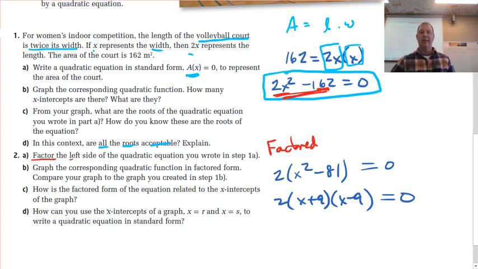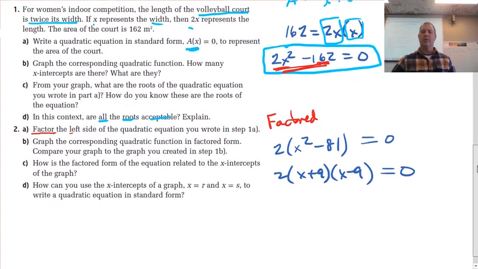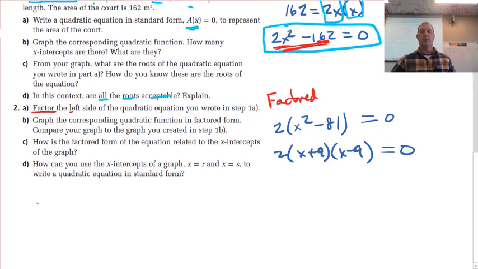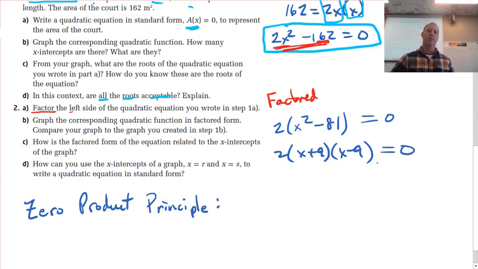So watch this. There's something called the zero product principle. Zero product, and I don't think you guys have heard this before. Maybe you have, I'm not sure. But the zero product principle. Okay, so what is that? I'll type this out so it's a little bit easier to read.